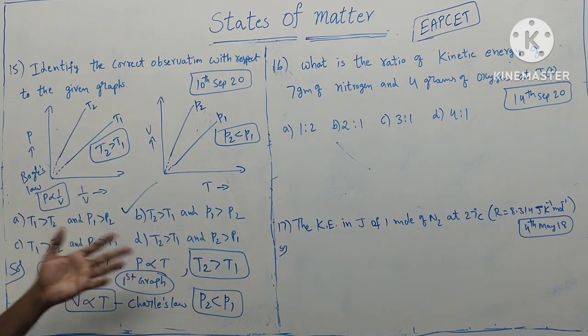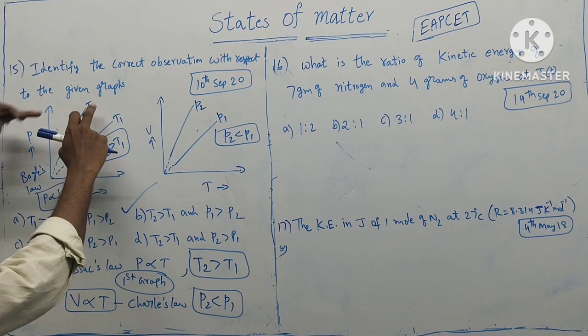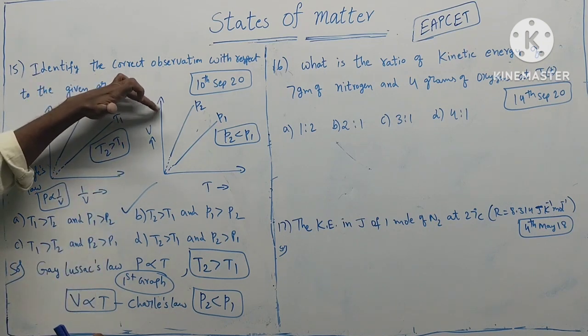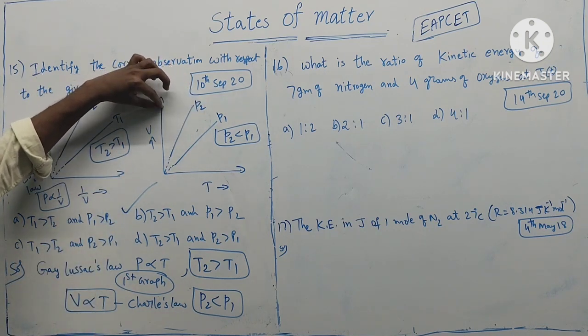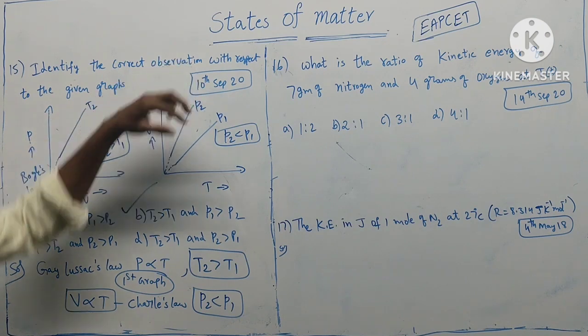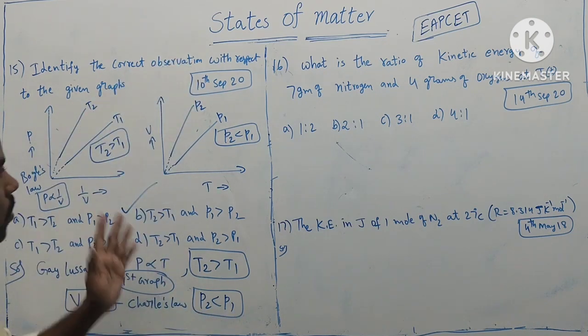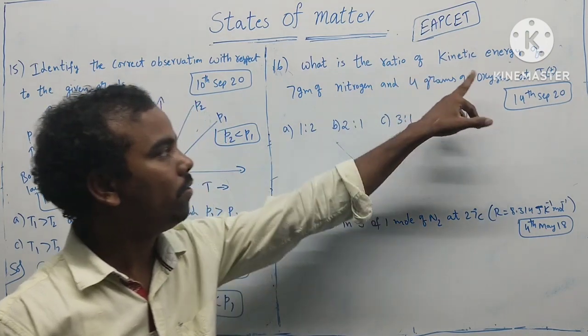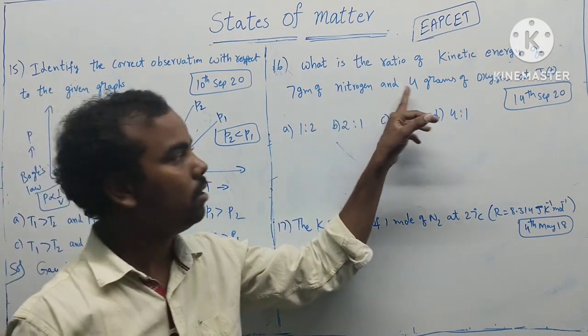So the answer is B. Very easy. Pressure is directly proportional to temperature, so T2 is greater than T1. Volume is inversely proportional to pressure, so high volume means low pressure. So P2 value is less, P1 is more. So not this one.